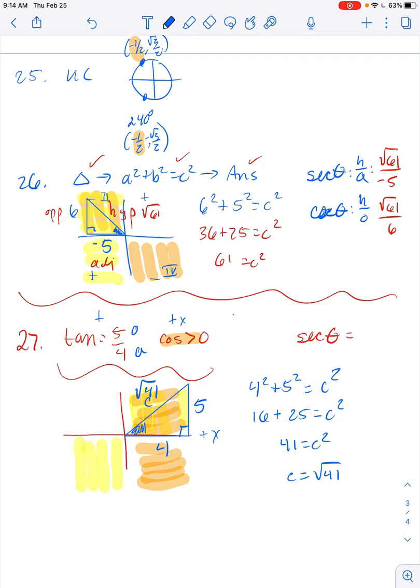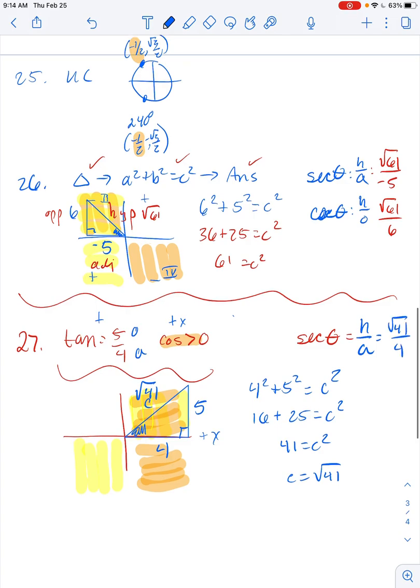And then secant again, think about that. It flips over the cosine, so hypotenuse over adjacent. So root 41 over 4, because looking at my triangle, this would be opposite, adjacent, hypotenuse. Oops, sorry.